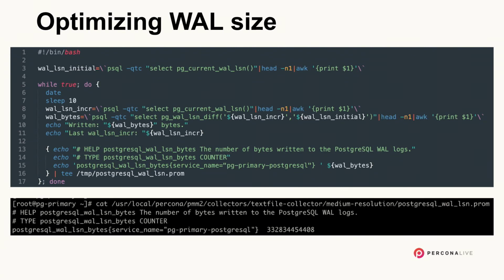So in this case, we need to make explicit that the service name, so our Postgres instance, is the primary, right? And then this is going to be translated into what we see below here, that is the PostgreSQL LSN bytes, the metric name, the label is going to be the primary, and this is the value, the current value in bytes that we will have.